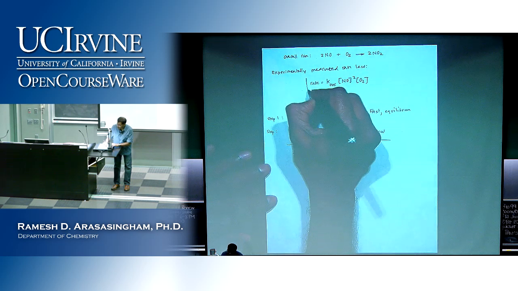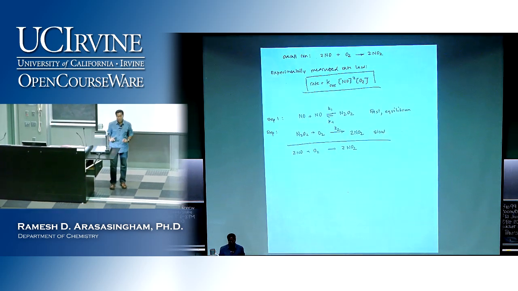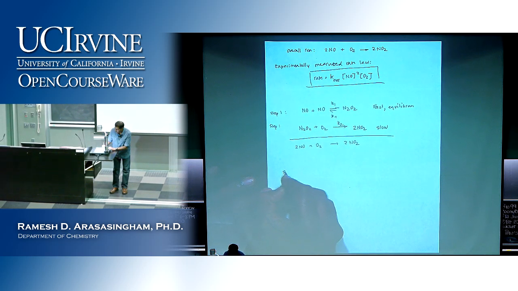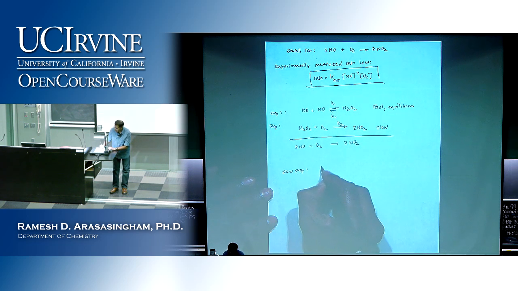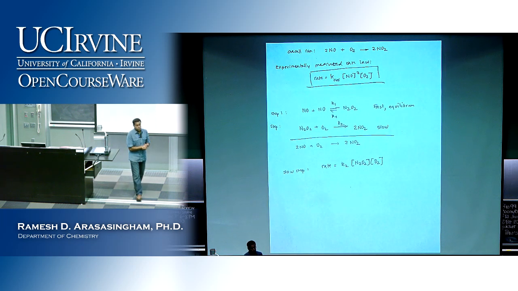So now we have to derive an expression that fits what we see experimentally. This is what we see experimentally. So I need to derive an expression that explains this. And so we start with the slow step. My slow step is this. And I know that the rate equals K2 times, it's first order in N2O2 and first order in O2.